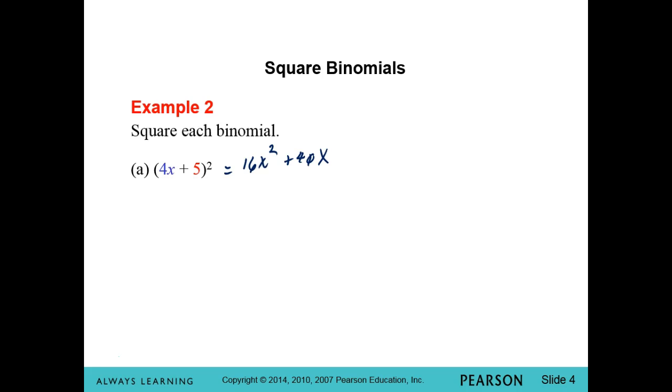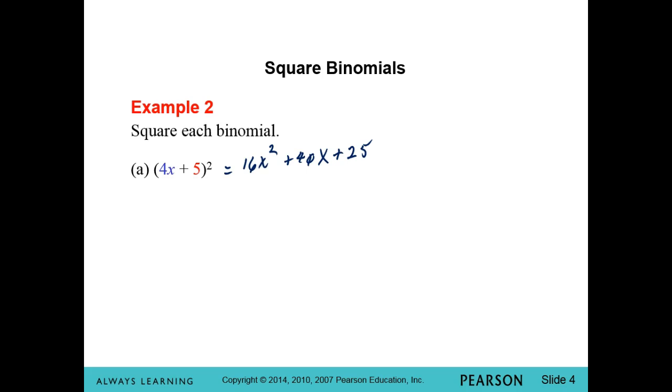And then finally, what's the last term? Plus 25. Perfect. See how it works? And again, go back and look at them every time you double. Make sure that's a perfect square. 16 is a perfect square, x squared is a perfect square, obviously. 25 is a perfect square. Now, that won't tell you that you got it all right, but at least it tells you your bookends are right. And then the middle term is twice the product of the two terms.